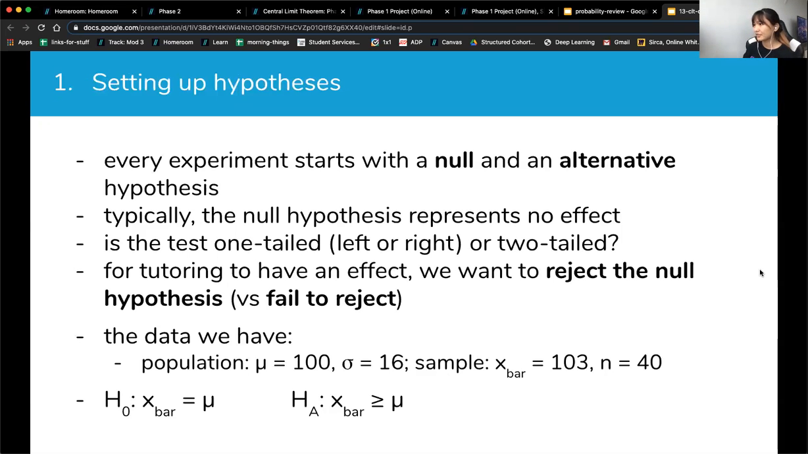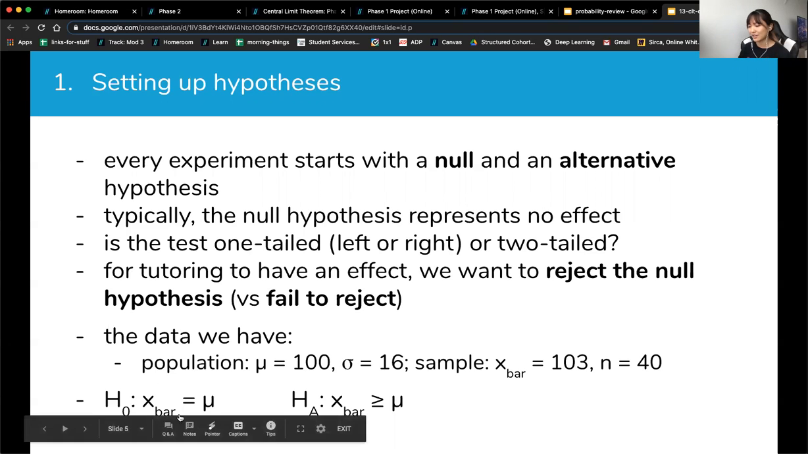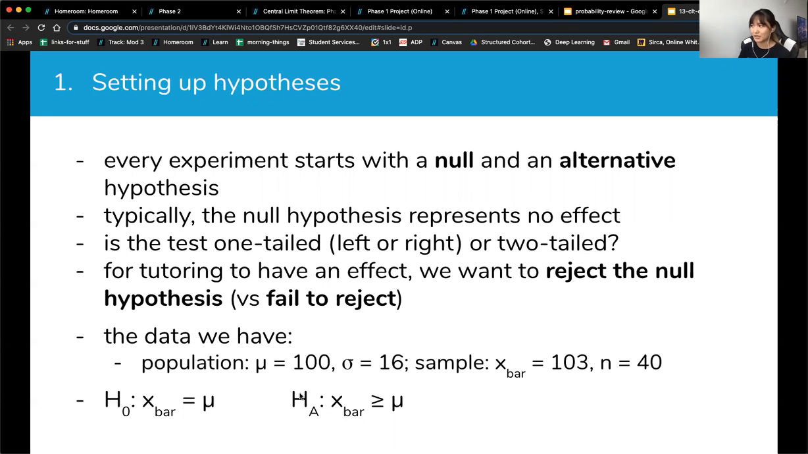All right. So first off, setting up hypotheses. Every experiment starts with a null and an alternative hypothesis. You might see it denoted as, down here I have H sub 0 and H sub A. H sub 0 is the null hypothesis, H sub A is the alternative hypothesis. You might see H sub 1 as the alternative hypothesis sometimes. That's just a different notation, but exactly the same thing. Typically, the null hypothesis represents the situation where there is no effect. And I'll talk about this in context of the question in a little bit. So that would be a null hypothesis.